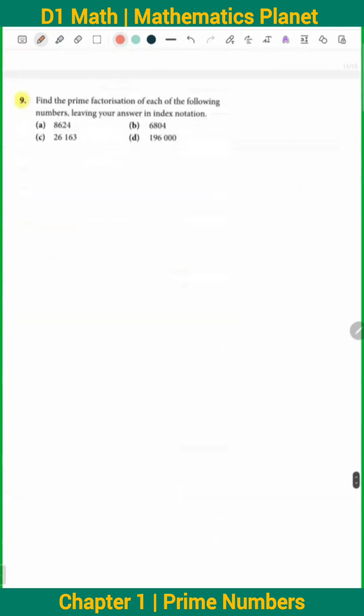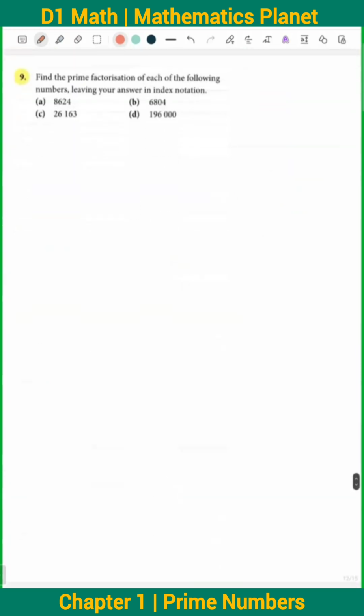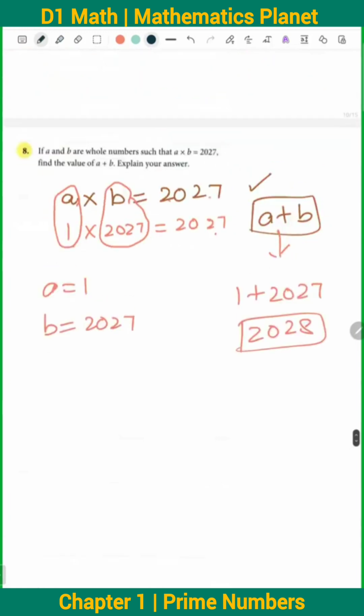Okay, find the prime factorization of each of the following, leaving your answers in the index notation. Again, prime factorization, you are going to help me. Miss, can you go up again? Yes, I can go up again. What is your question?